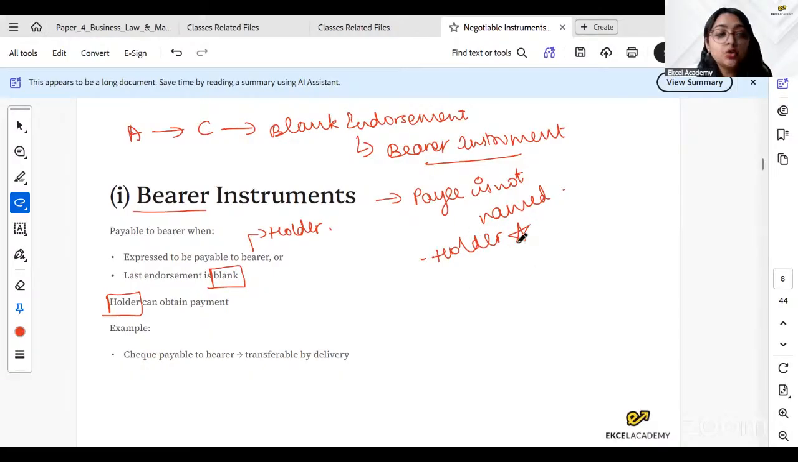So in a bearer instrument, your holder is of utmost importance. Bearer instruments are the ones which are payable to bearer when it is specifically mentioned that it is payable to bearer, or your last endorsement is blank. In this case, your holder will obtain your payment. Example, a check payable to bearer is transferable by delivery. We just saw, transfer will be by delivery if it is a bearer instrument. It will be by endorsement if it is an order instrument.